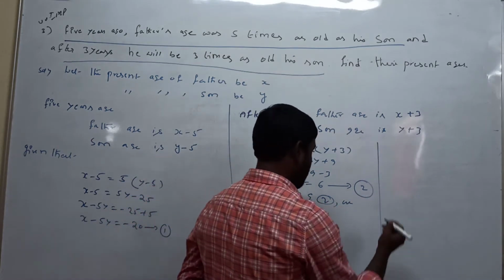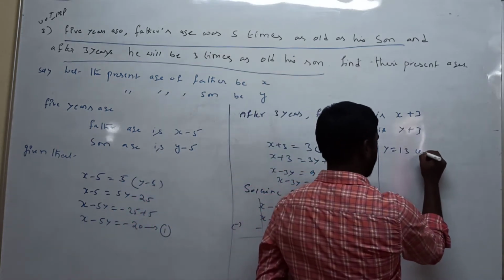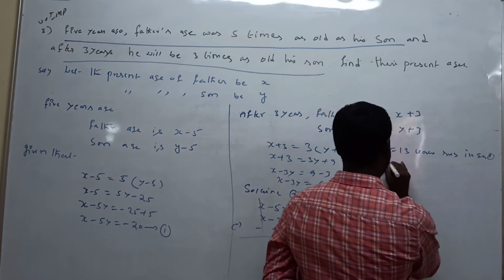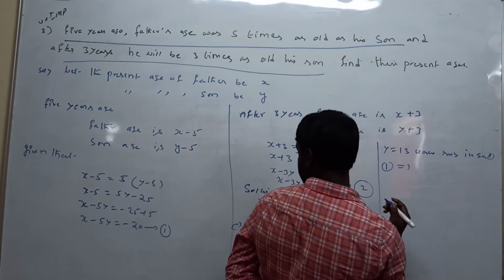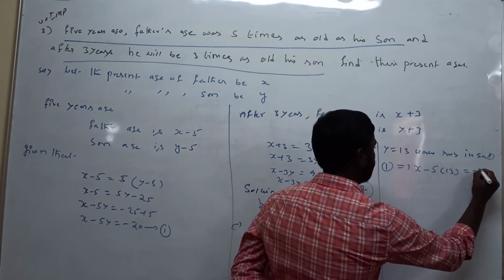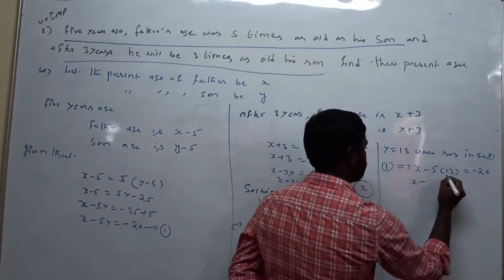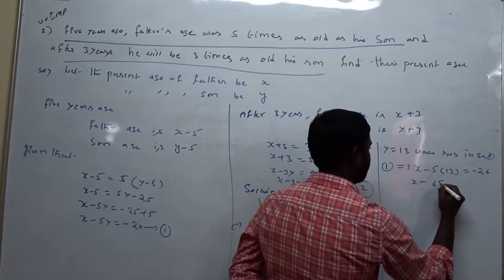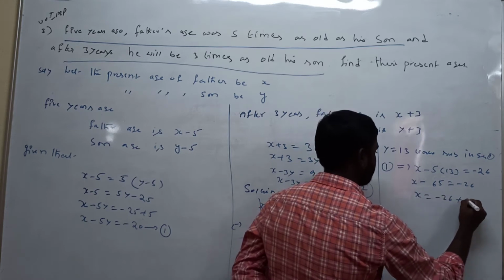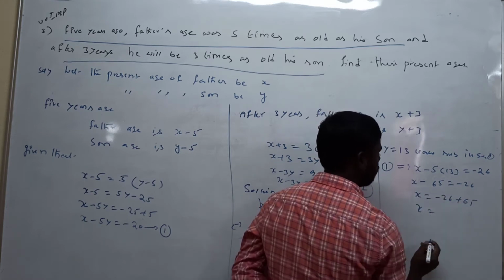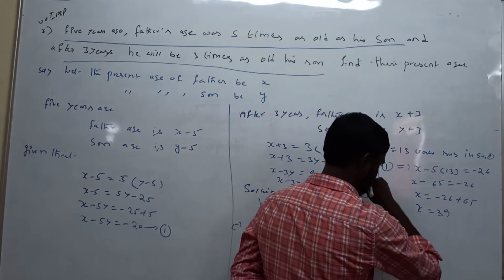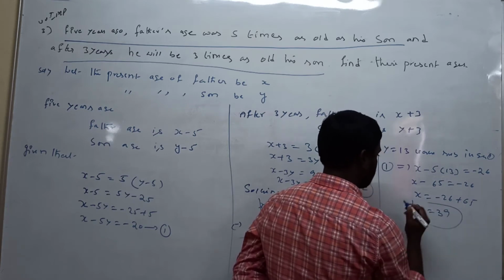So y is 13; we will substitute it in one equation. Substituting in the first equation: x minus 5y, y is nothing but 13, is equal to minus 26. So 13 times 5 is 65, x minus 65 is equal to minus 26. Take minus 65 to that side, plus 65. So x is equal to 39.